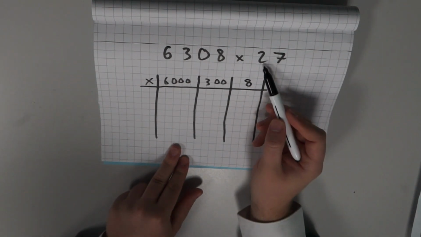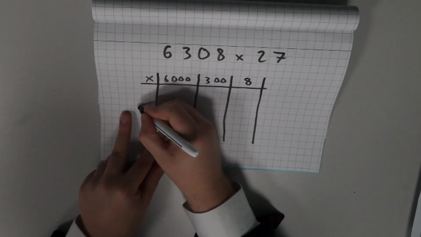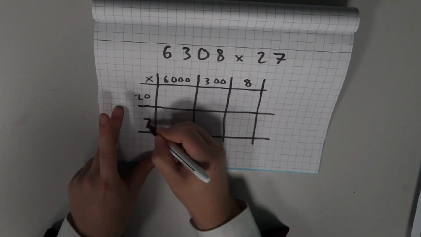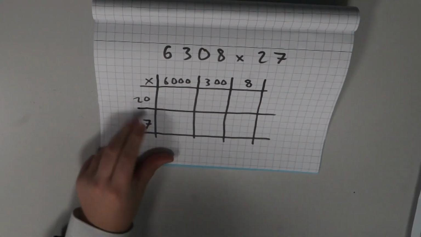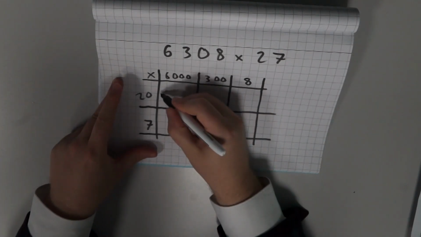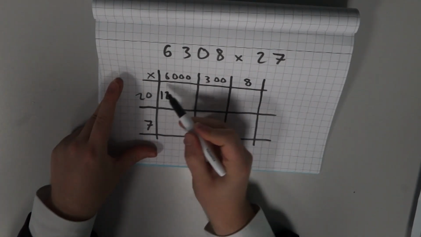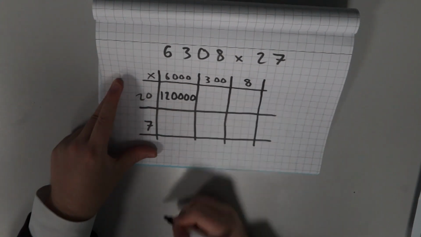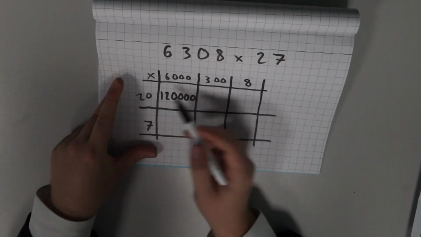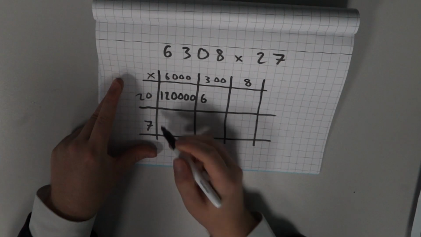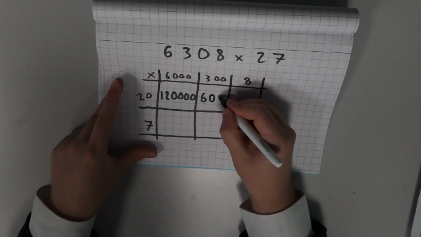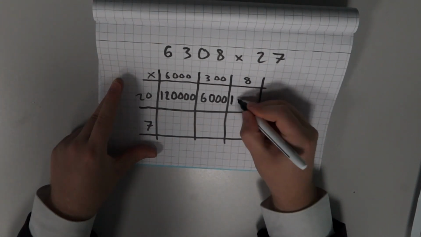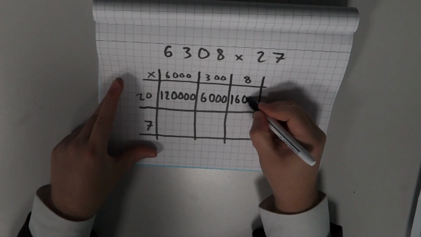And then my rows going across need a row for 20 and a row for 7. So 1 row for 20, 1 row for 7. Then onto our multiplication. 20 times 6,000, 2 times 6 gives me 12, and then I have 1, 2, 3 zeros, so 1, 2, 3, 4. 20 times 300, 2 times 3 gives me 6, 1, 2, 3 zeros, so 1, 2, 3. 20 times 8, 2 times 8 gives me 16. Add the 0 I've got 1.